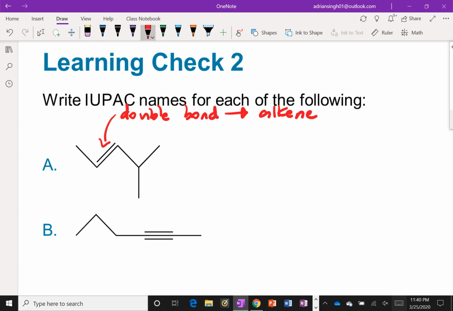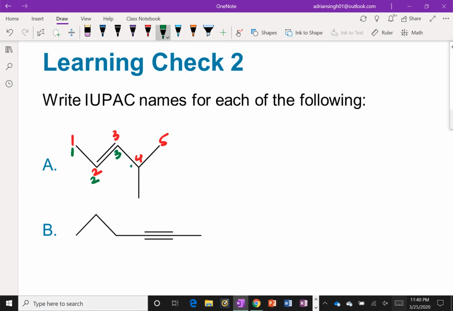So we need to establish the longest continuous carbon chain that contains both carbons of the double bond. So we can start on the left. So this is 1, 2, 3, 4, 5, and we get 5 carbons. We can also go 1, 2, 3, 4, 5 and end on the bottom. We can also start on the right side and go 1, 2, 3, 4, 5. So whichever way we slice it, 5 is the longest. All right, so 5 carbons.